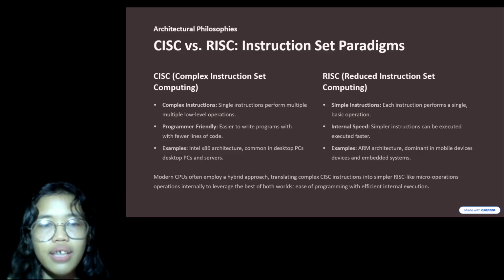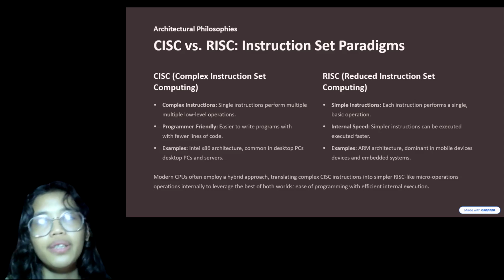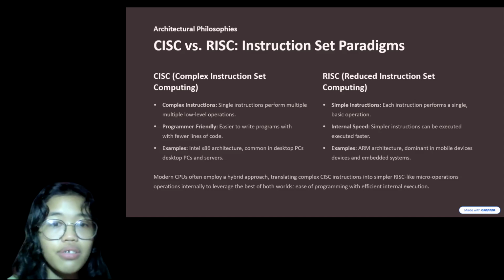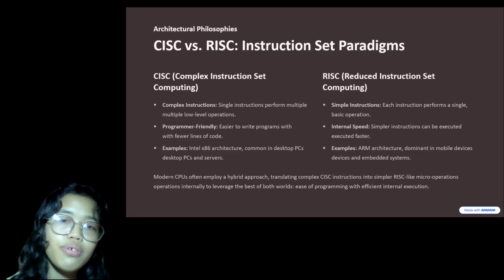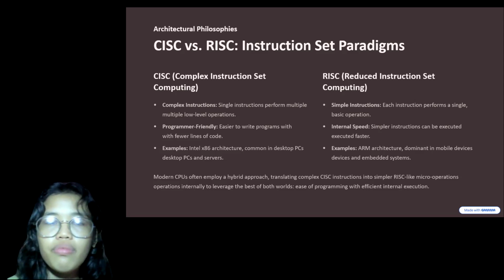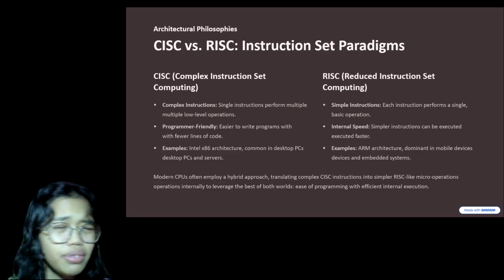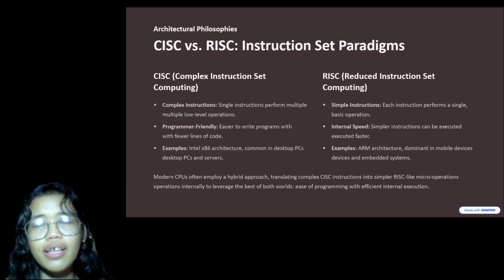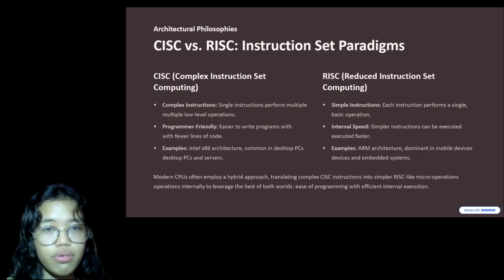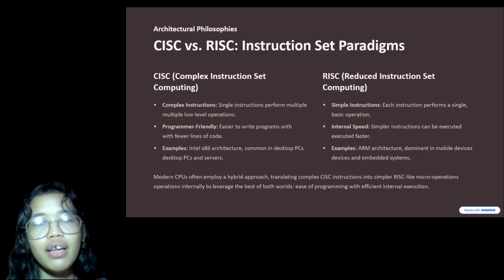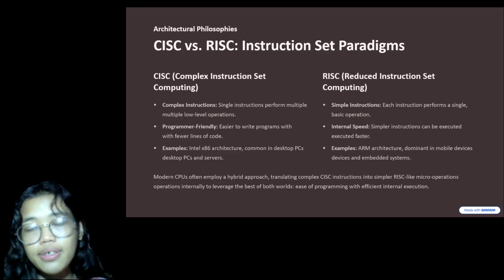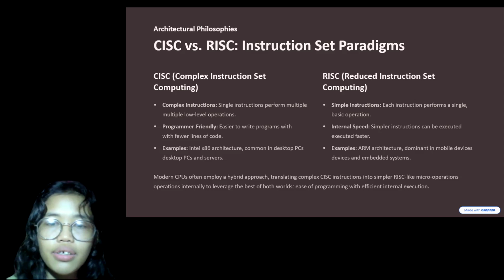So CISC is complex instructions, fewer lines of code, more hardware complexity. While RISC is simple instructions, faster execution, and yeah, more code. Modern CPUs today use a hybrid approach, which appears CISC externally, and internally RISC-like.